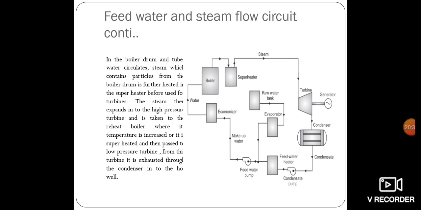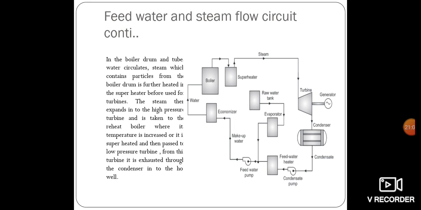The boiler drum and tube water circulates. Steam, which contains particles from the boiler drum, is further heated in the superheater before being used for turbines. The steam then expands into the high pressure turbine and is taken to the reheat boiler, where its temperature is increased, or it is superheated, and then passed to the low pressure turbine. From this turbine it is exhausted through the condenser.